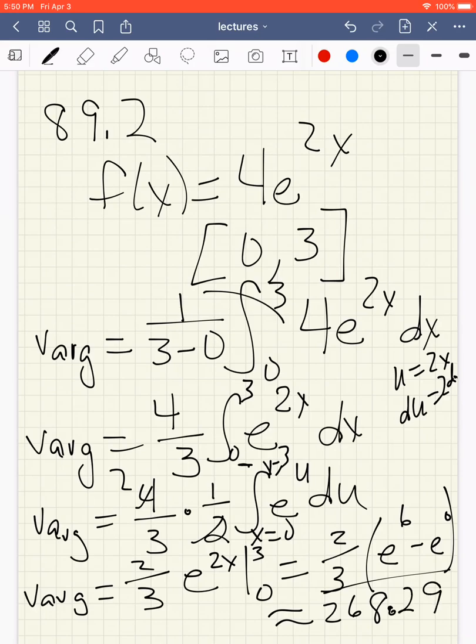0.29. There we go. All right, so that's the average value of that function.